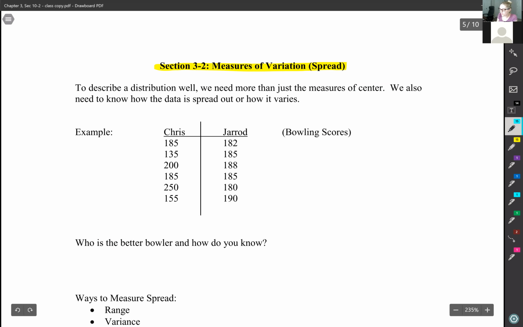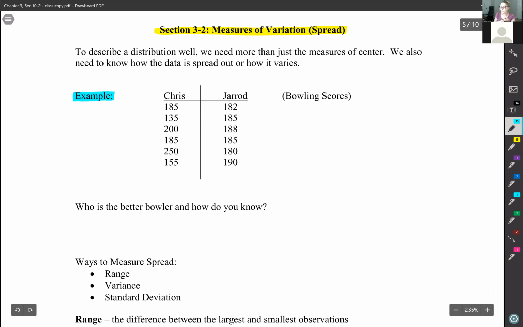So to talk about why it's important, we're going to look at this example here. So our example gives bowling scores of Chris and Jared for 6 games. So the question says, who is the better bowler and how do you know? Okay, so if you're trying to figure out who's the better bowler, with what we just talked about, maybe finding the mean would be a good idea. So maybe finding the average. So maybe we want to know, okay, what's Chris's average score and what's Jared's average score? Whoever has the higher average score must be the better bowler, right? So that's a good idea.